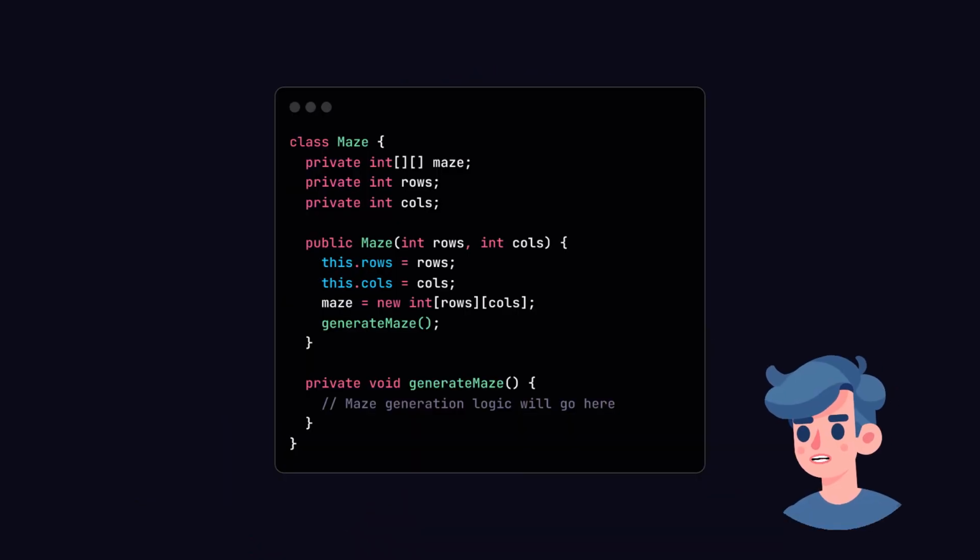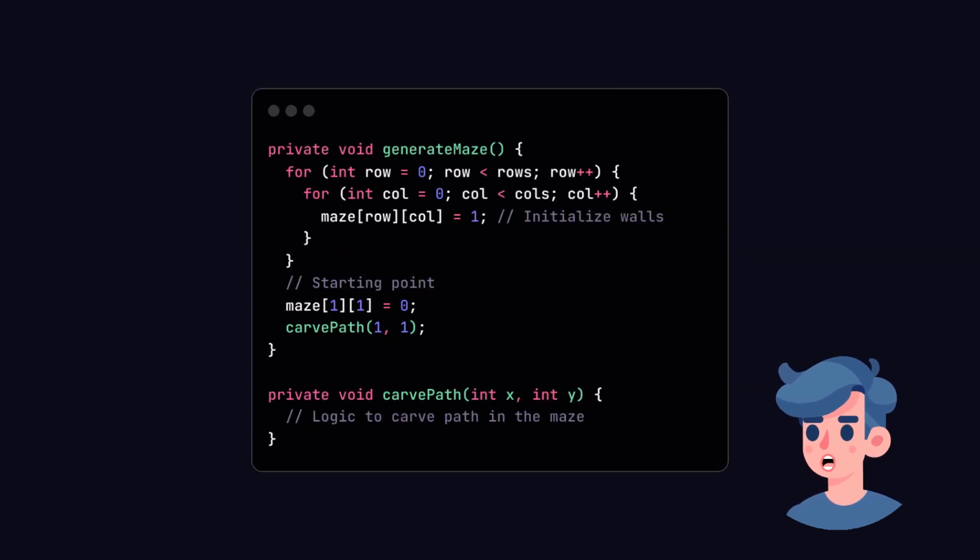Our first task is to define the grid for the maze. We will use a 2D array to represent the maze. Each element will be either a wall or an empty space. In the maze class, we initialize our maze grid.